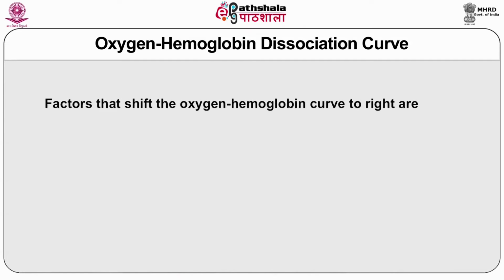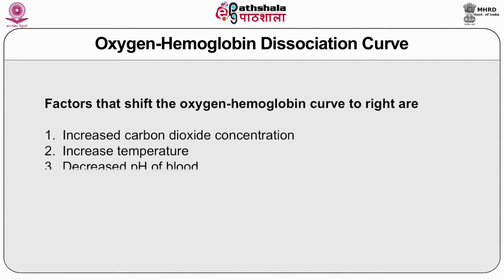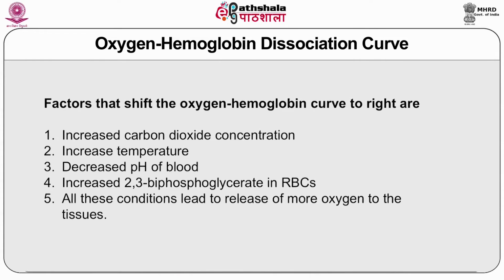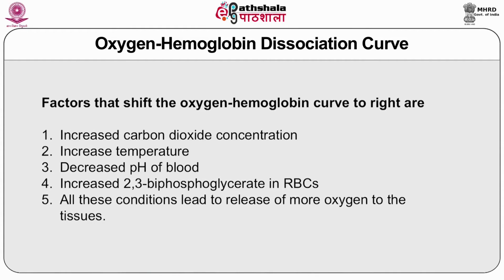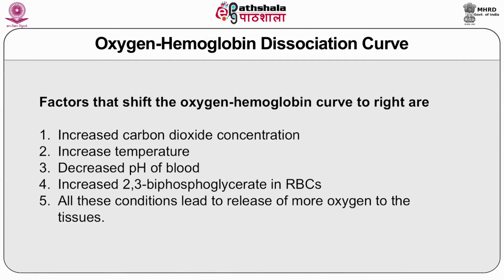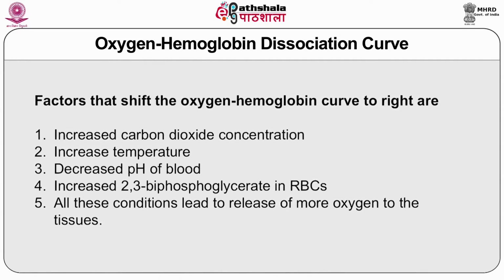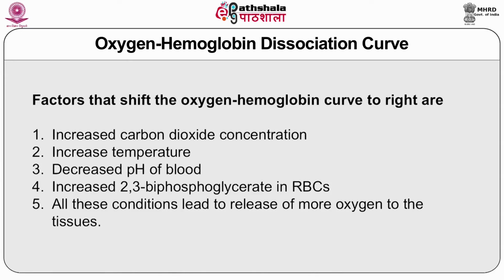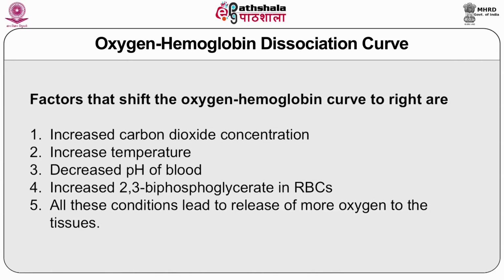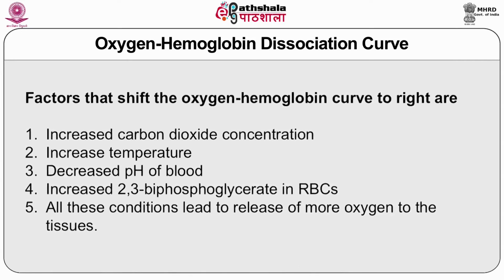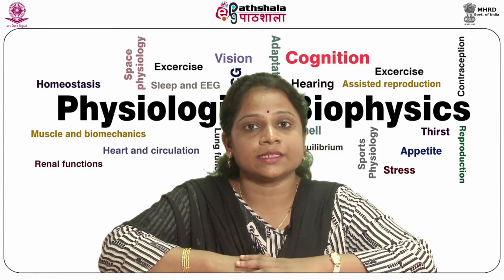Now, what are the factors that shift the oxygen hemoglobin curve to the right? That means it increases release of oxygen to the tissue. First is increased carbon dioxide concentration, then increased temperature, decreased pH of blood and increased 2,3 biphosphoglycerate in RBCs. All these conditions lead to release of more oxygen to the tissues, which is observed in exercise.